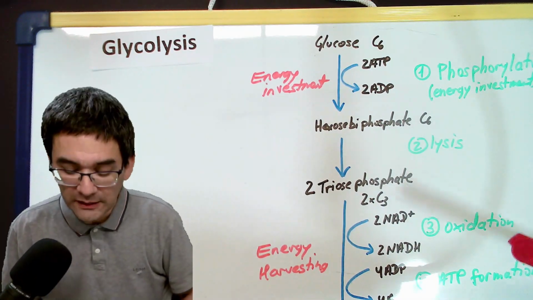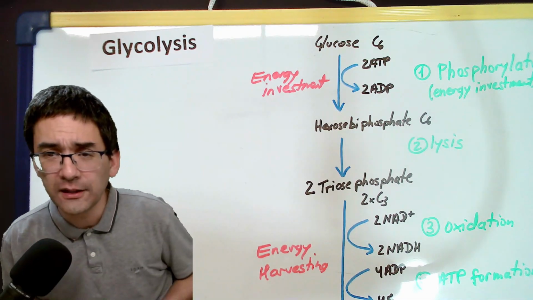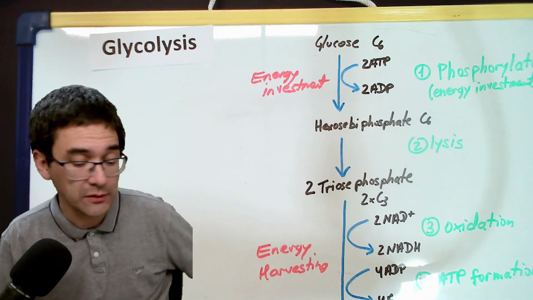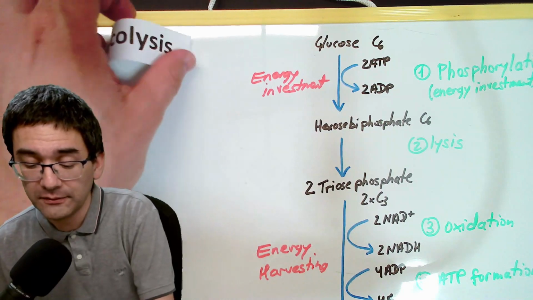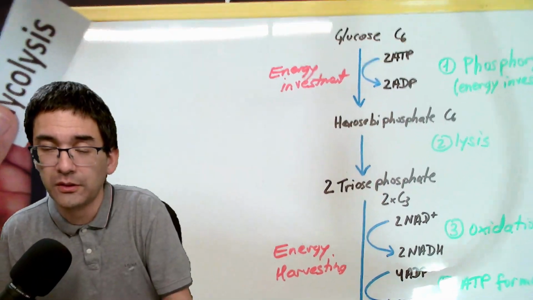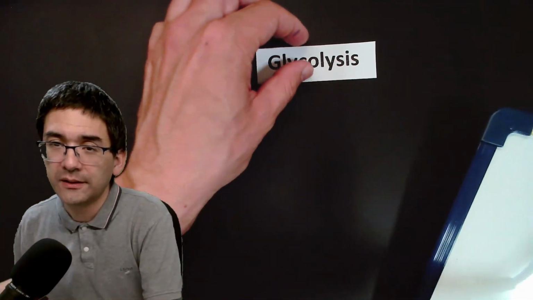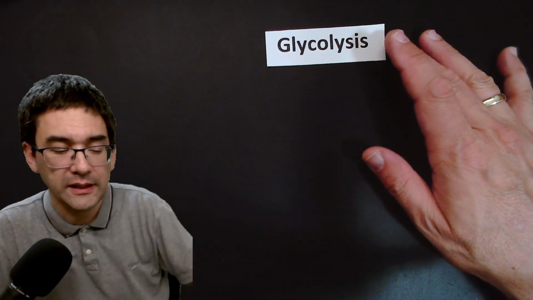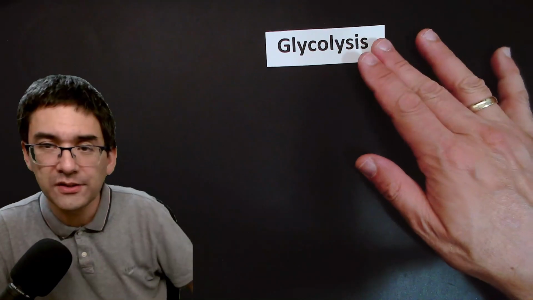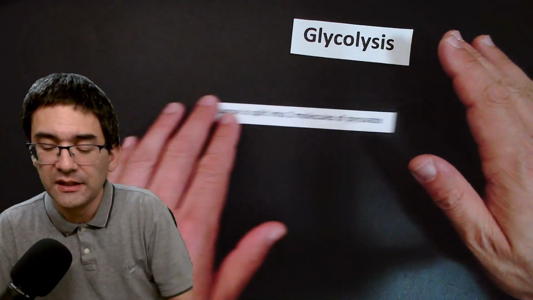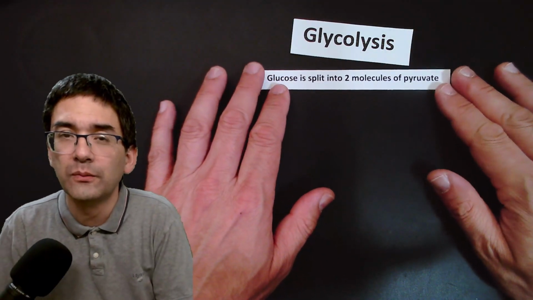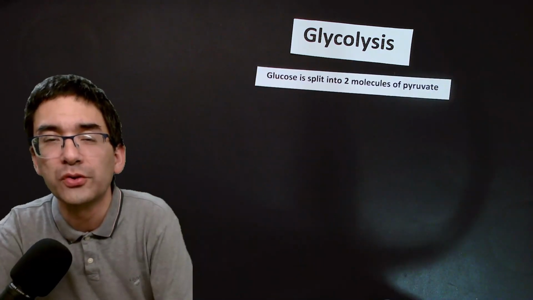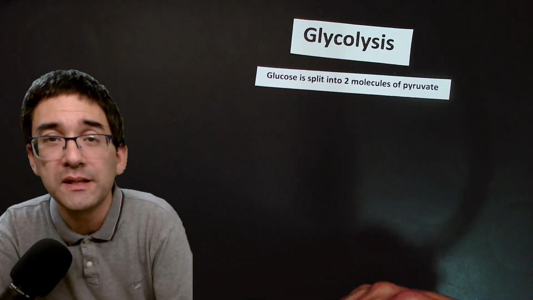Now what I would like to do is summarize this again by using my little sheets of paper. So let's put the board away, and let's put down a little heading here. When they ask you a question about what glycolysis is, always say it is when glucose is split into 2 molecules of pyruvate. This is basically what happens.